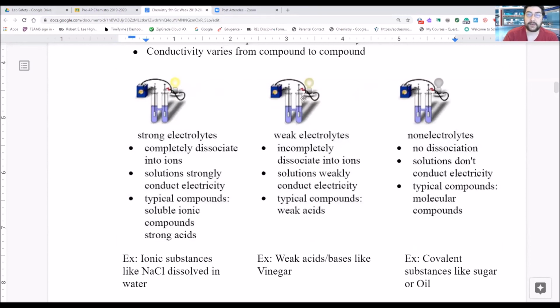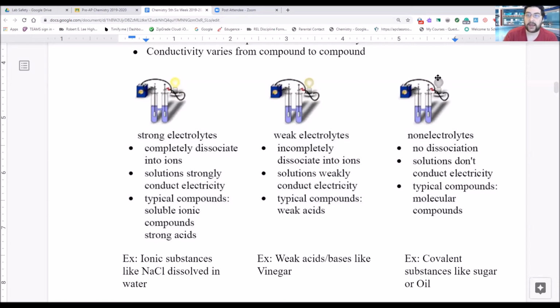If it was a dimly lit light bulb, then we have a weak electrolyte, and in that case, it's going to be something that's polar, okay? So it has partial charges, not a complete transfer of electrons. So polar substances would be those weak acids that we just talked about, so organic acids like vinegar, which is acetic acid, or like alcohol. Okay, ethanol is another polar substance.